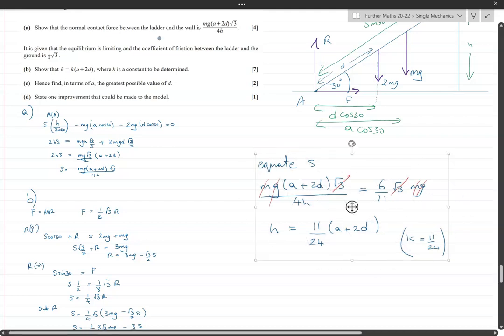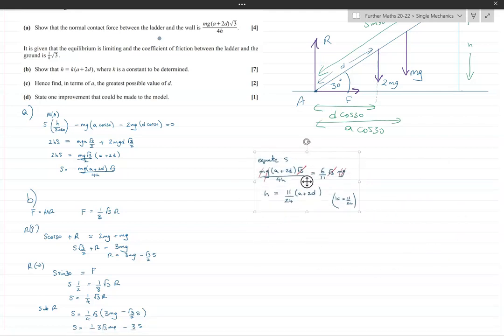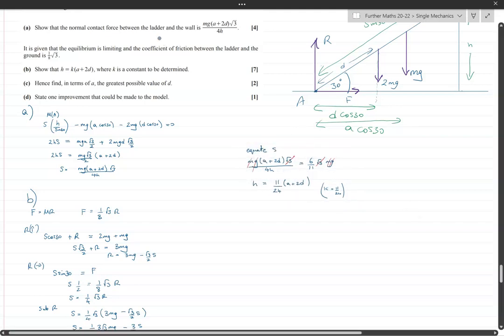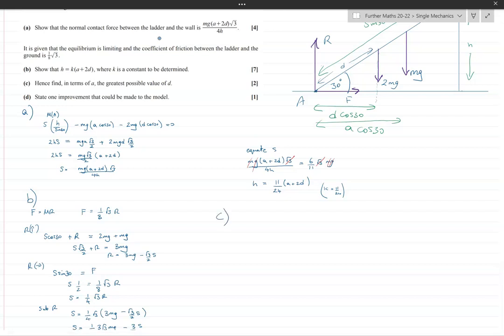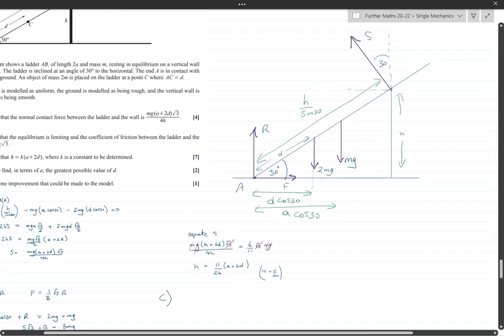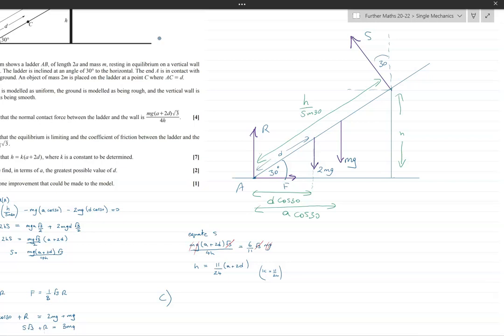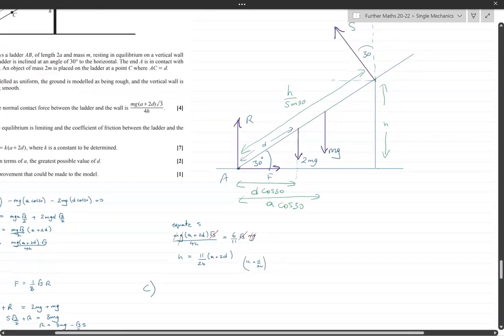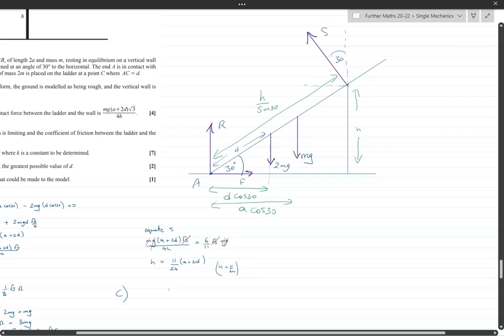Okay, so we're getting there. That's the meaty part. We had to resolve horizontally, resolve vertically, and compare to our moments equation in part A. And then part C, now this is only a couple of marks, but it does require quite a bit of ingenuity and a bit of thought. Normally when we talk about greatest possible values of things, we're using the inequality F is less than or equal to mu R, but that's not applicable here. That's not relevant because we're already told it's in limiting equilibrium. So we need to think of some other constraint here.